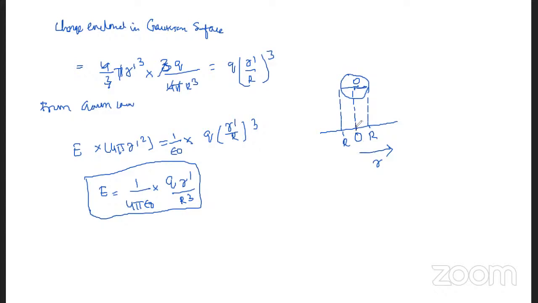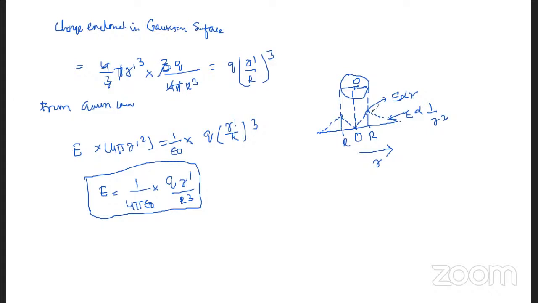As you are moving towards the surface, the electric field increases. Then as you are moving away from the center, that is outside of the sphere, the electric field value decreases. Inside, E is directly proportional to r. Outside, E is directly proportional to 1 by r square. So the electric field outside of the sphere is inversely proportional to the square of the distance. It is maximum on the surface of the sphere.